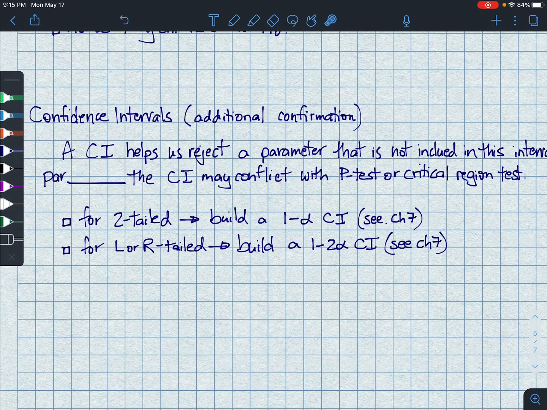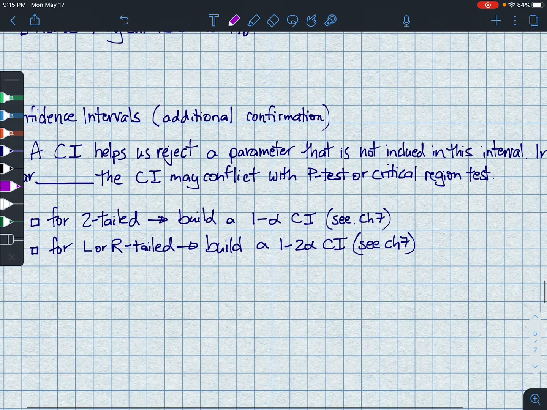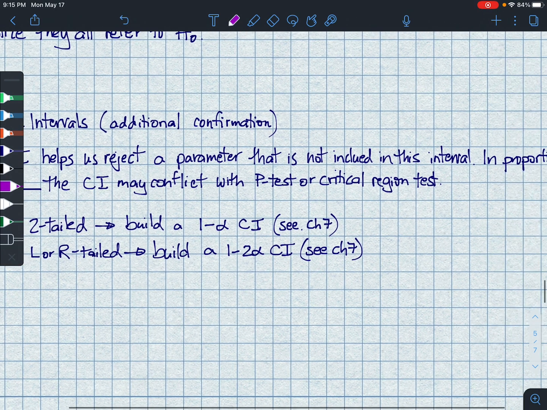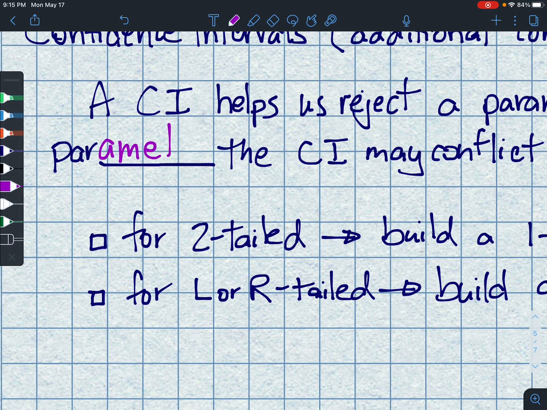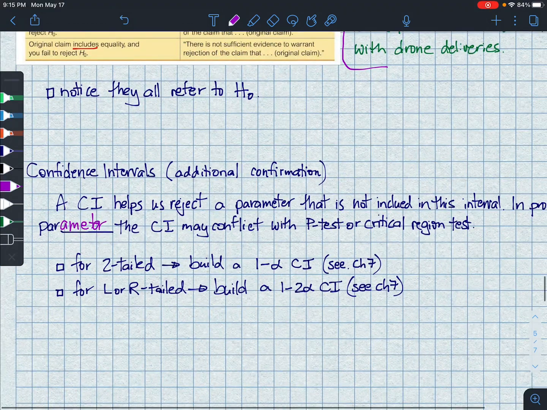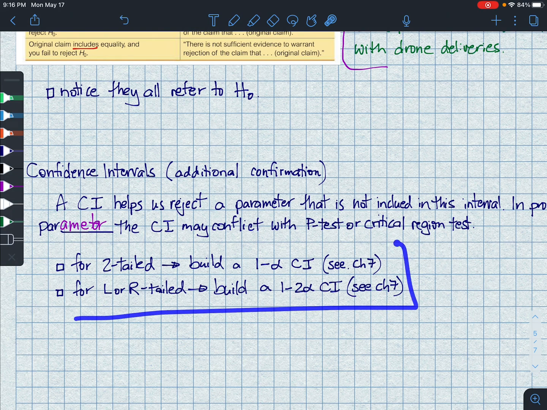Finally, confidence intervals. This is the topic of the last chapter, and this is additional confirmation that the p-test is working. It helps us reject a parameter that is not included in this interval. Now, with the proportion parameter, we have to be careful because the confidence interval may conflict with the p-test or the critical region test. So this is something that we would build and use to confirm whether it backs up our alternative or the null rejection.